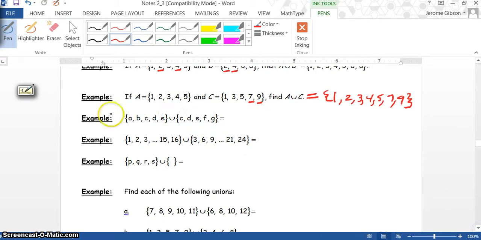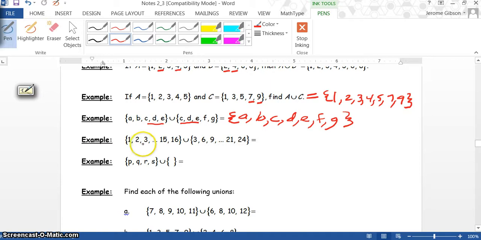Now we come to the next example. We have {A, B, C, D, E} union {C, D, E, F, G}. Now if you notice, C, D, E is contained in both of these sets. So what we would do is this here. We will write A, B, and we'll write what matches up with them, which is C, D, and E. And we will also write F and G. So it's all of these elements.